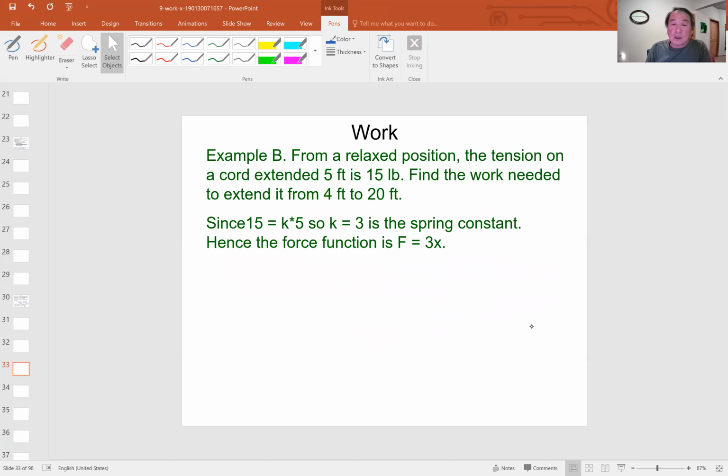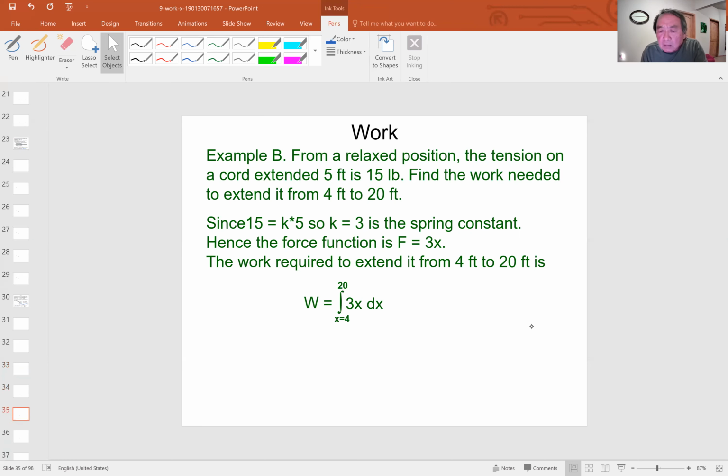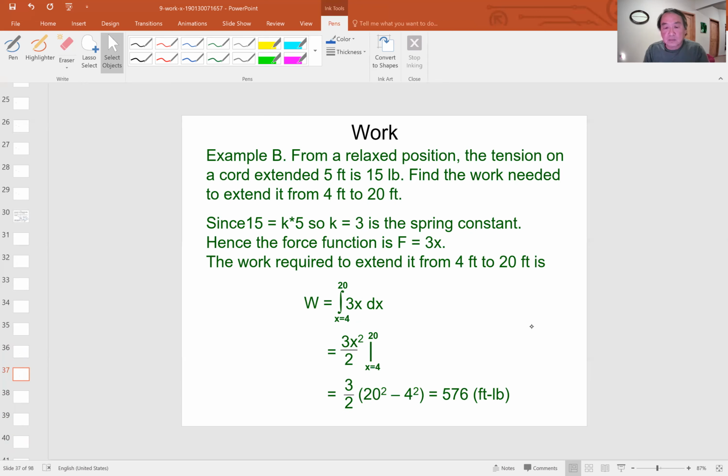Here I'll let you read this one, which is about a spring. You have to find the spring constant. Then it asks how much work is done to stretch this particular spring from 4 to 20 feet, and then it's integrated and it's done.